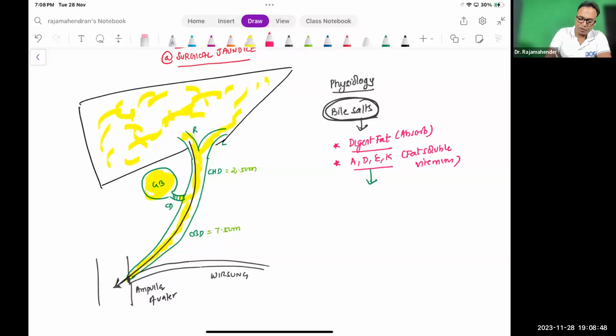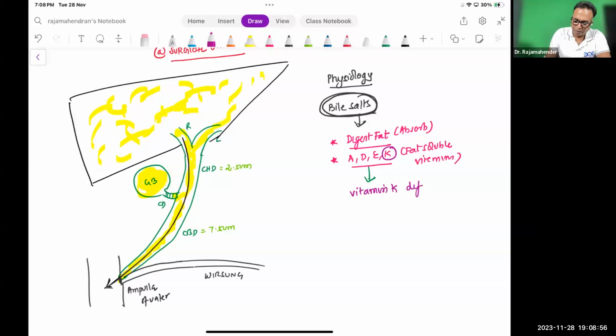And as a surgeon, for me, very important is vitamin K deficiency. So I am very much worried about vitamin K deficiency. Even that fat will be digested by the pancreatic juice, but vitamin K deficiency is a very essential point you should note here. Vitamin K is essential for the extrinsic pathway of coagulation. Because of the extrinsic pathways involving 2, 7, 9, 10, these factors are produced by vitamin K.